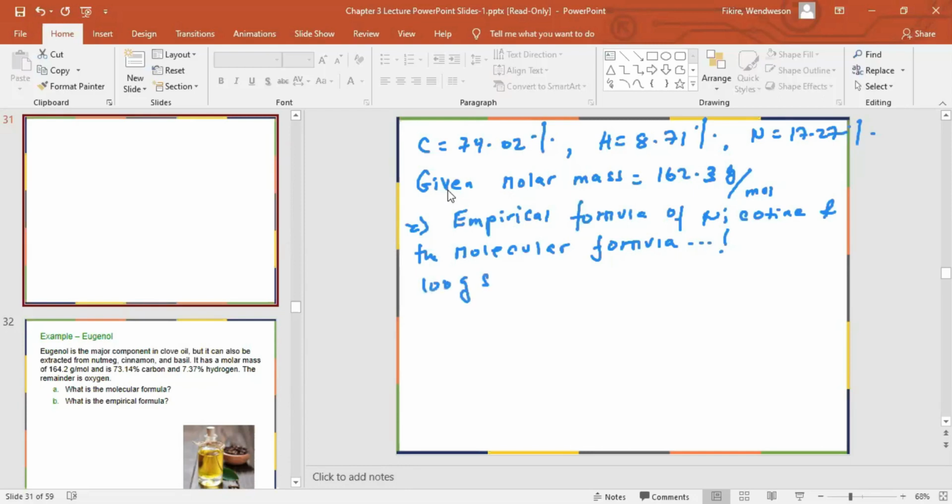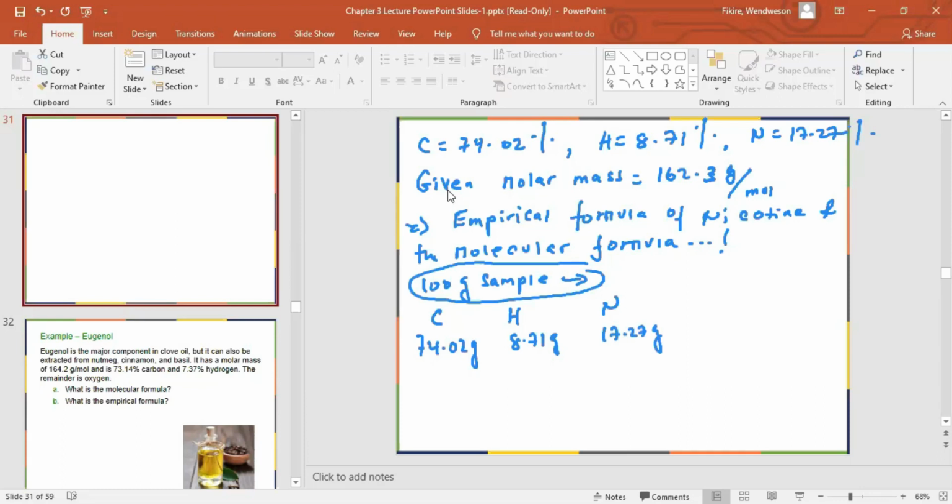we have 100 grams of sample. If we consider that we have 100 grams of sample, for the sake of convenience, that will help us to convert the percentage value to grams. So carbon, hydrogen, and nitrogen, out of 100 grams, 74.02% is the same as 74.02 grams. For hydrogen, 8.71 grams, and for nitrogen, we have 17.27 grams. Because we are working with 100 grams of sample, based on the percentage value, each of the elements gets an equal amount in grams. That makes our job easier.